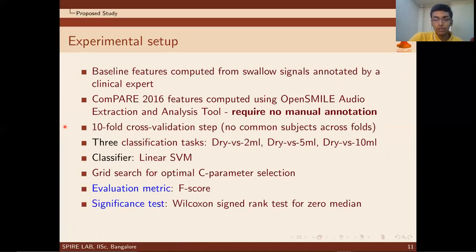The whole dataset was split into train, validation, and test set in a 70-20-10 fashion. Due to unequal number of swallow recordings in each volume category, F-score was chosen as the evaluation metric. Statistical tests were performed using the Wilcoxon signed rank test for zero median to compare the F-scores between the feature groups.